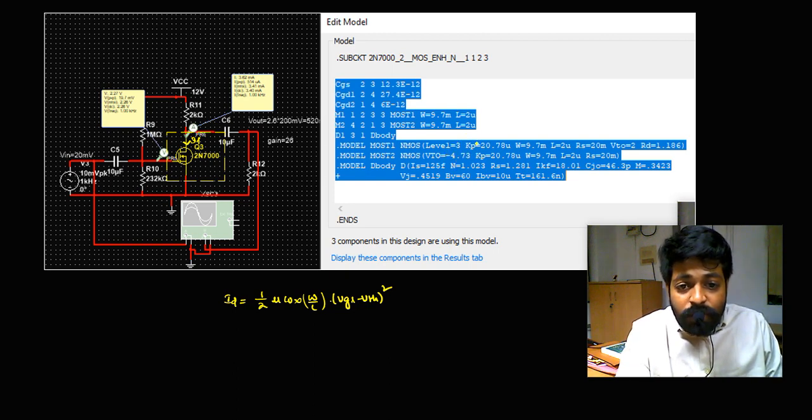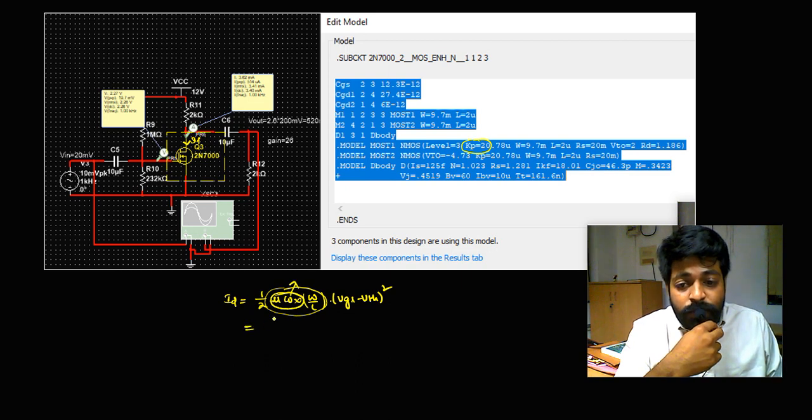In the tool, the KP value is mentioned. The KP value in the tool is the μCox value. Previously this total value was given, and in the tool only this value is given. The flexibility with Multisim is that we can change the W value and L value individually, so that when the width of the transistor is changed, we can see what the change in current will be. This is an extra feature.